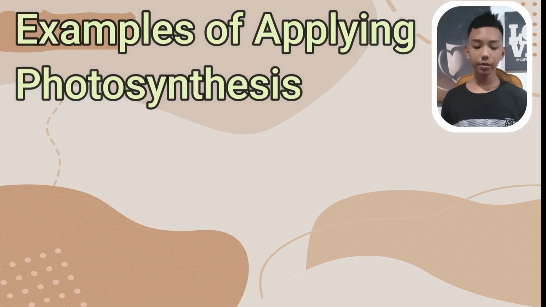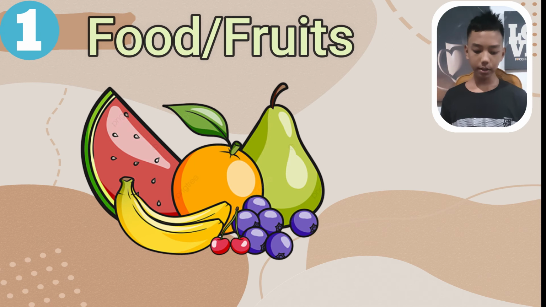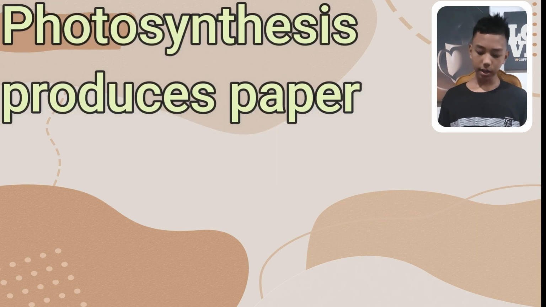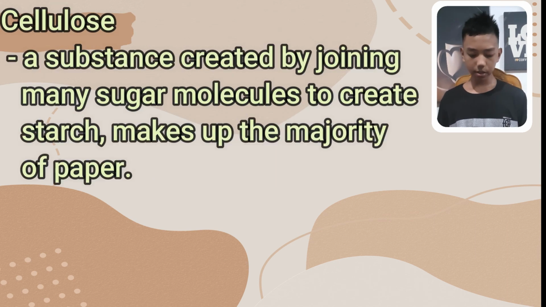Examples of applying photosynthesis. First example is food. Food is produced by plants through a process known as photosynthesis. Second example is paper. Books and notebooks are made of paper, which is produced by photosynthesis. Cellulose, a substance created by joining many sugar molecules to create starch, makes up the majority of paper.